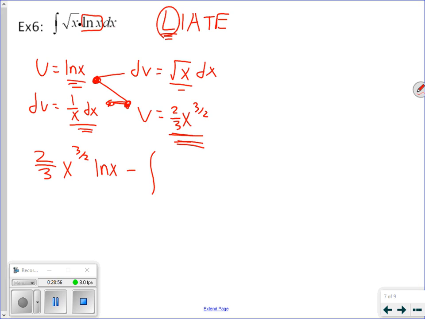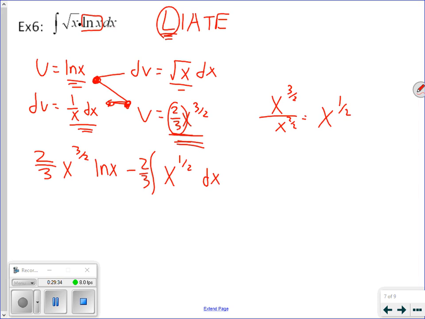So that's v times du. I'm going to go ahead and bring the constant 2/3 out. And then I'm going to do this over in the scratch work over here. If I do x to the 3/2 power multiplied by 1 over x, it looks like that, right? That's to the first power. But regardless, x to the 3/2 over x to the first power reduces down to just x to the 1/2 power. So when I multiply all that together, all that's left is x to the 1/2 power dx.